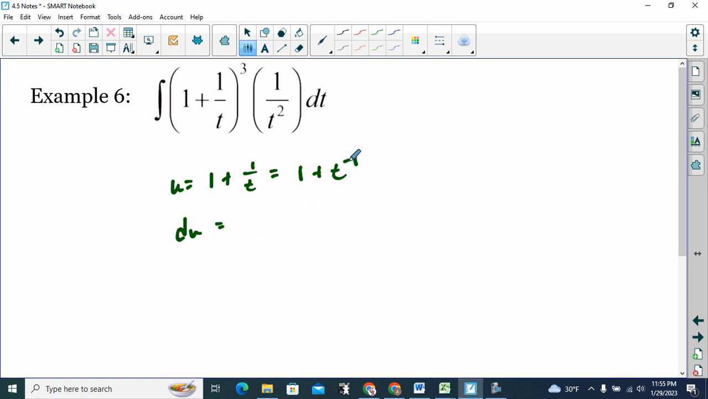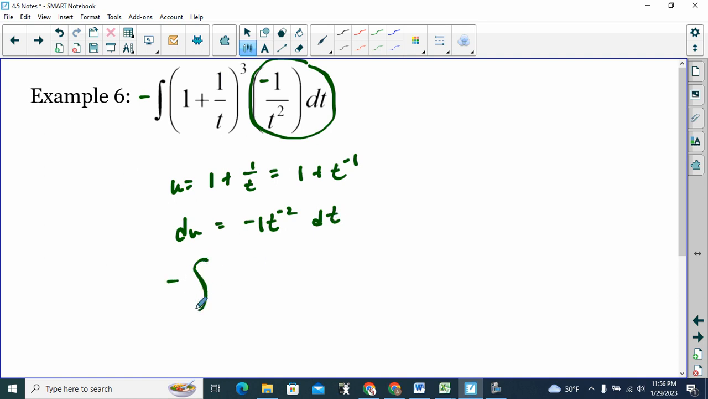So we can take the derivative, move the -1 out front, drop the power by 1. -1 minus 1 is -2 dt. And notice the 1 over t squared is t to the negative second. So there's the t to the negative second right here, dt. I need -1. So here is my du. -1 t to the -2 dt.